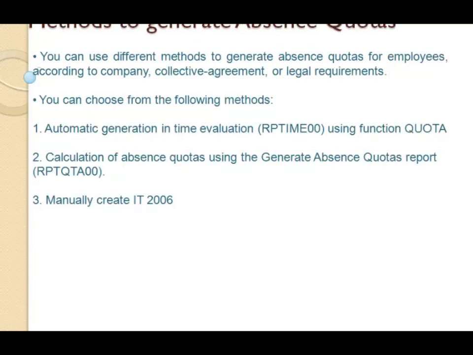Now, what are the different methods to generate the absence quotas? You can use different methods to generate absence quotas for employees according to the company's requirement. SAP has provided 3 different options. The first one is automatic generation in time evaluation. There is a program called RPTIME00, which is nothing but time evaluation. This can be used to generate the quota automatically for a group of employees. The second one is calculation of absence quotas using a report called RPTQTA00. This report can also be used to generate the absence quota. The third option is you can manually create the absence quotas directly in infotype 2006.